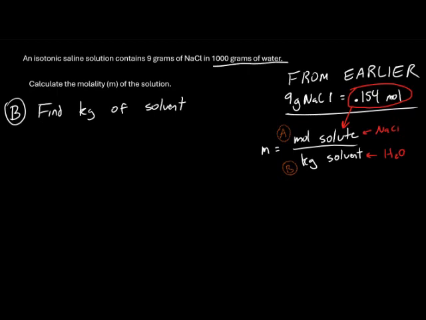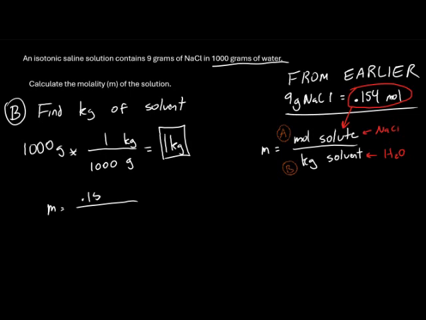Our solvent is water, and we have 1,000 grams of it. We'll multiply by a fraction to take us out of grams and into kilograms. And according to the SI conversions, 1 kilogram is the same as 1,000 grams. If we divide 1,000 over 1,000, we will get 1 kilogram. And so our molality is our answer from part A, which is 0.154 moles, divided by 1 kilogram. Dividing any number by 1 gives you the original number back, and so we'll have 0.154 molality of NaCl.